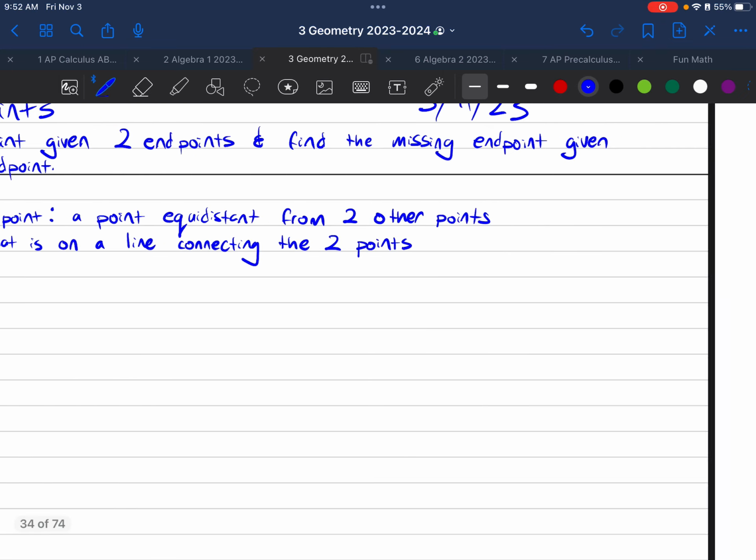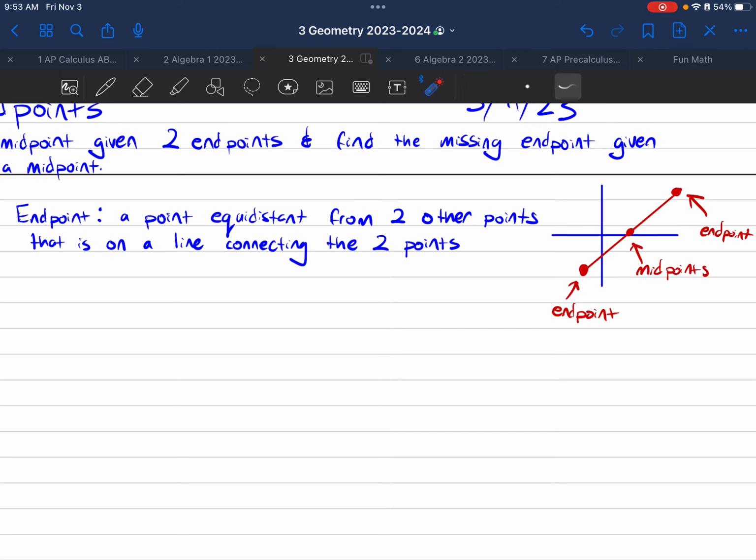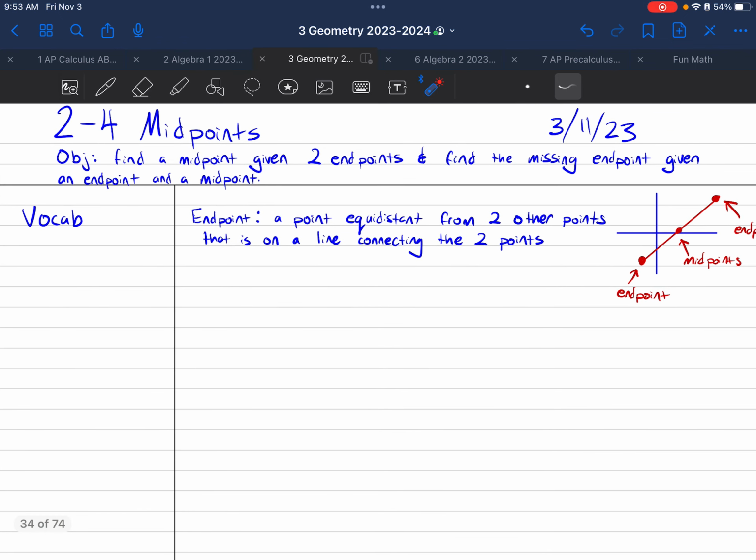So I can draw a quick little picture here. Say I have a line, and I want to make this a straight line. If I have a line that ends here and ends here, we're going to call these things endpoints. Halfway in between, I'm just eyeballing here, it looks to be right about there. I'm going to call this thing the midpoint. If I were to connect these two endpoints with a line, you can see that the midpoint lies on that line, and this distance here is the same as that distance here. That's my definition. All right, so how do you actually find this thing?